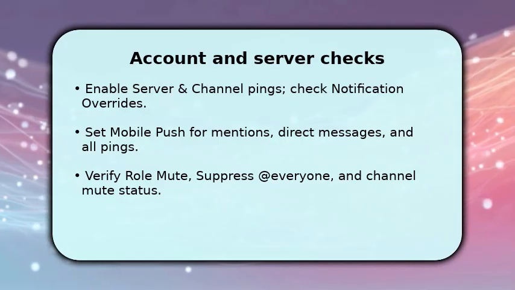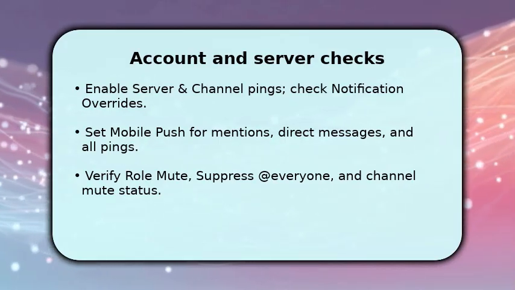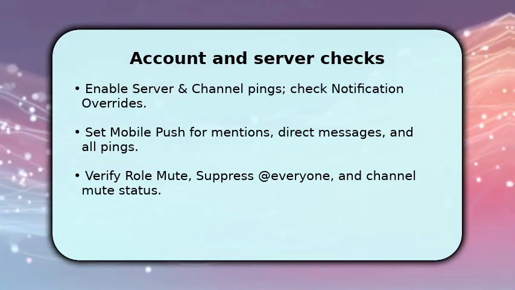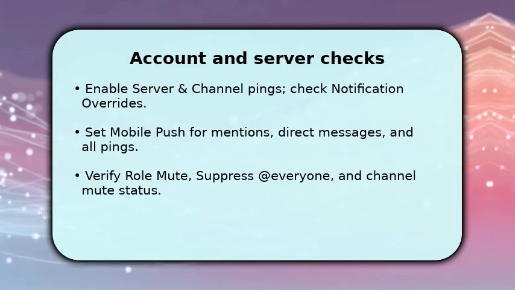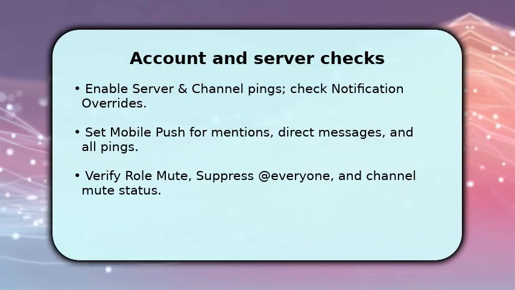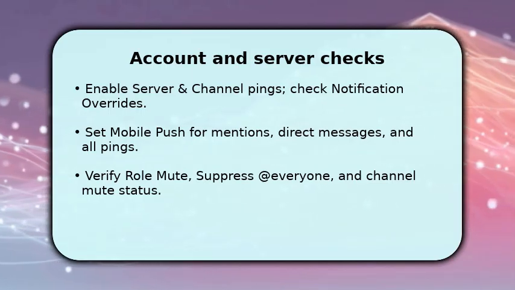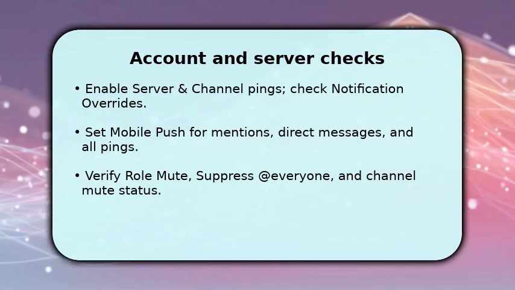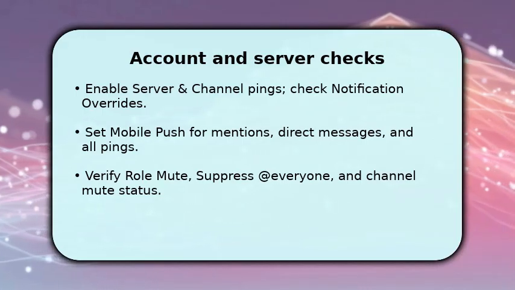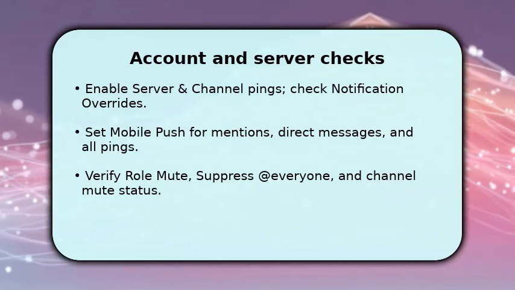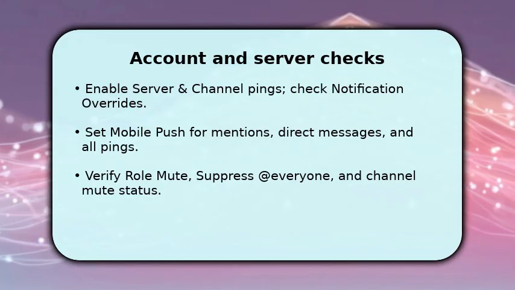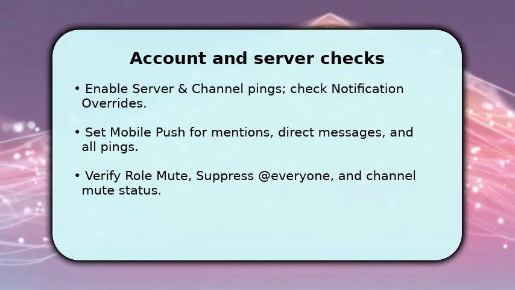Go through server settings and open each channel's notification overrides. Enable mobile push for mentions, direct messages, or all messages depending on need. Once you adjust a channel, make sure role mutes or global suppressions like suppressing @everyone aren't blocking alerts. Also set your mobile push behavior in user settings so the app can send background pushes.